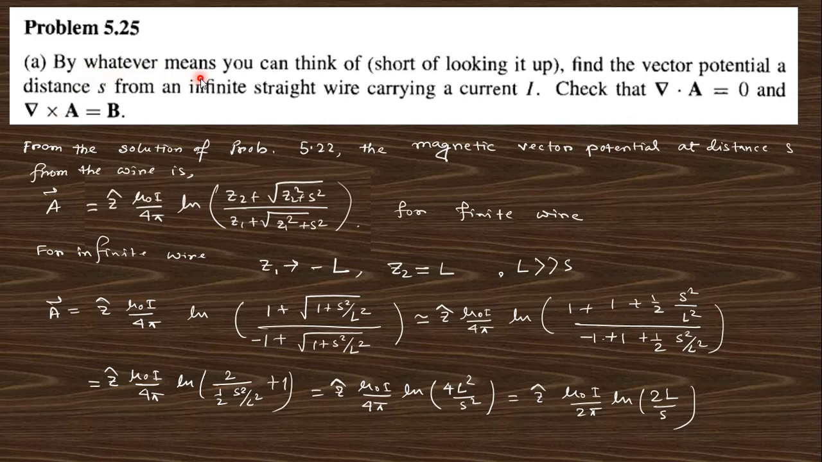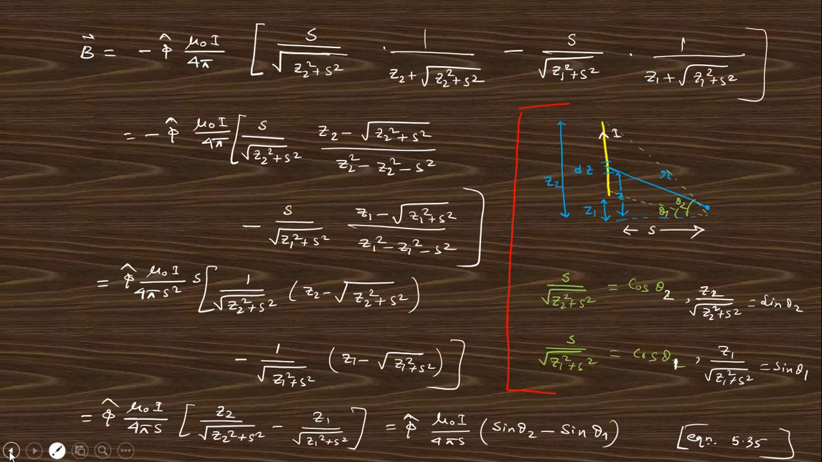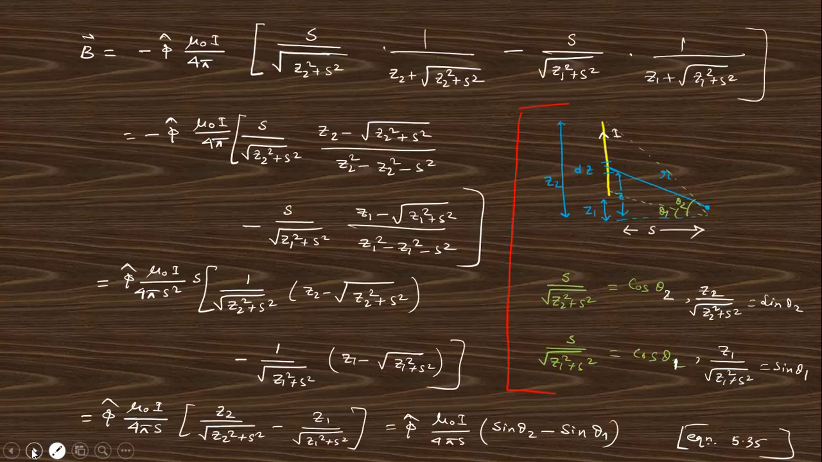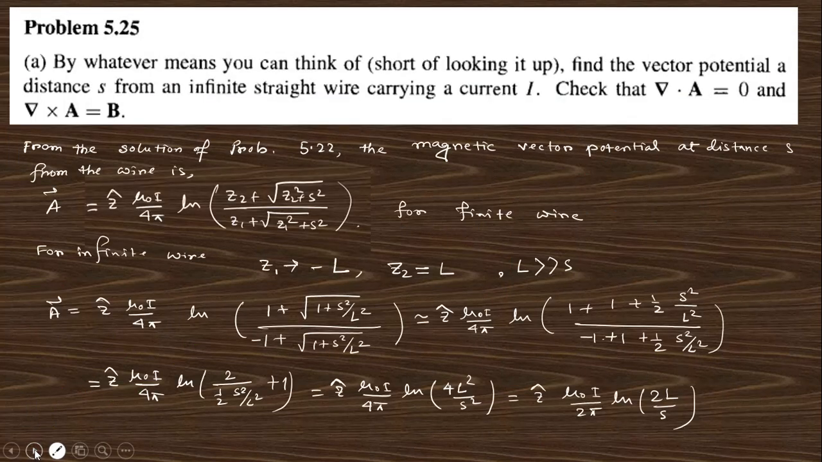The question asks you to find the vector potential at a distance a from an infinite straight wire carrying current I. So you need to find the vector potential for an infinite current-carrying wire. From the previous question, question 22, we found that the vector potential will be like that. So you will use this magnetic vector potential.